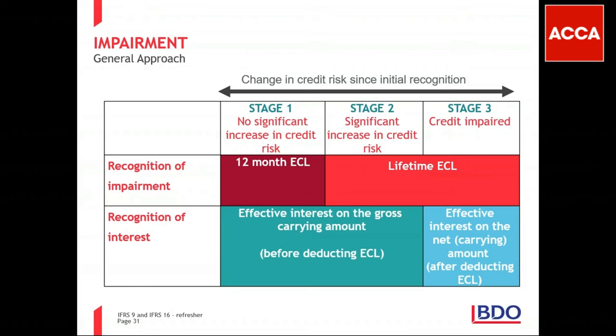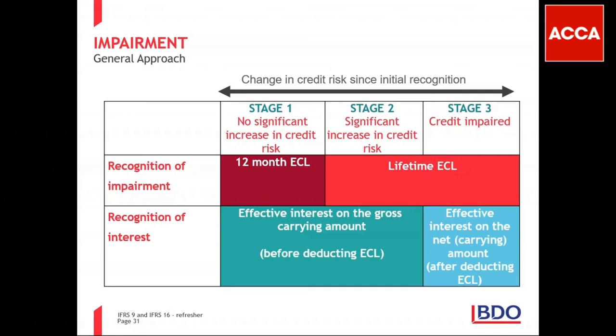When the credit risk has significantly increased, the instrument will move into stage two, and lifetime expected credit losses are required to be recognized. And when the instrument has actually credit impaired, then it's stage three, and again lifetime expected credit losses will be recognized. Now, what is the difference between stage two and stage three in terms of recognition of an impairment? There is no difference. It will be lifetime expected credit losses.